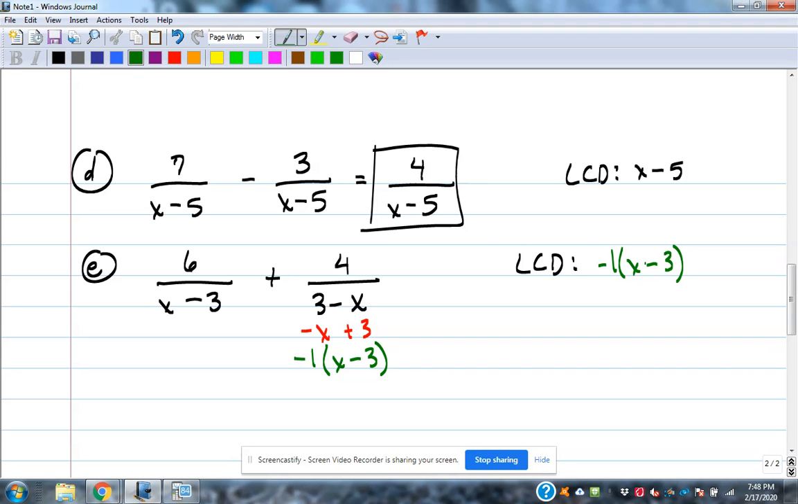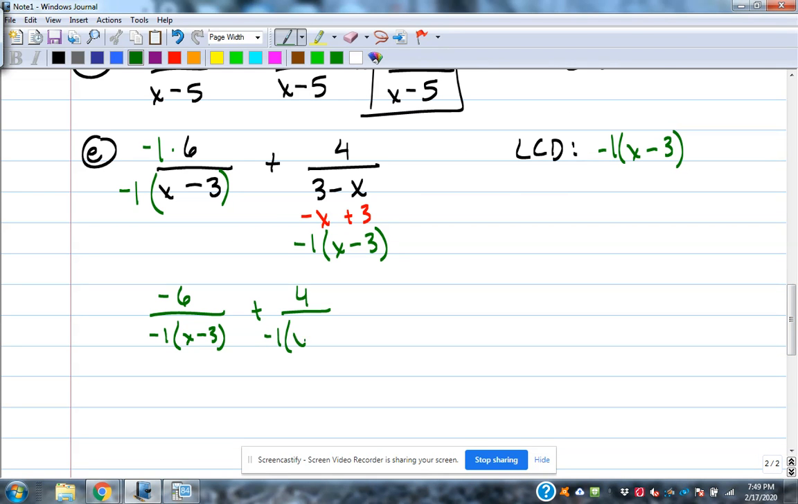Which one of those needs something? The x minus 3 on the first fraction. That first fraction needs to be multiplied by negative 1 on top and bottom so that they have the same denominator. So that's going to give me negative 6 over negative 1 times x minus 3 plus 4 over negative 1 times x minus 3. And then I just do the math. That'd be negative 2 over negative 1 times x minus 3.